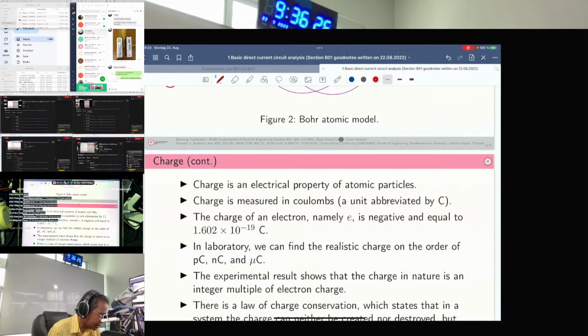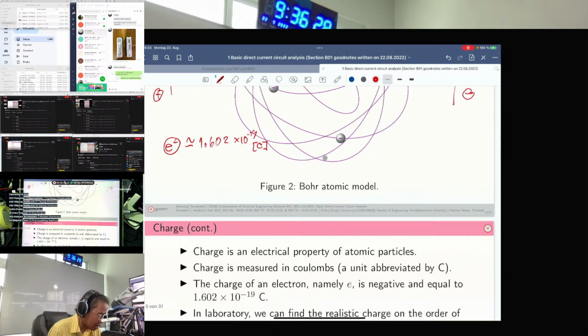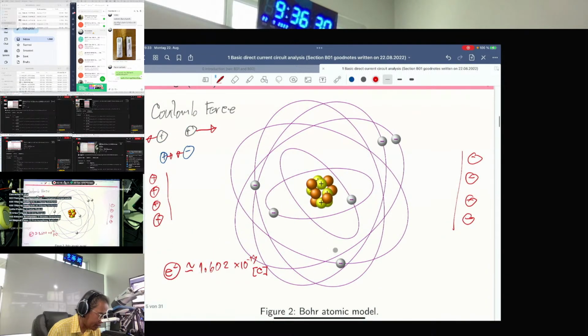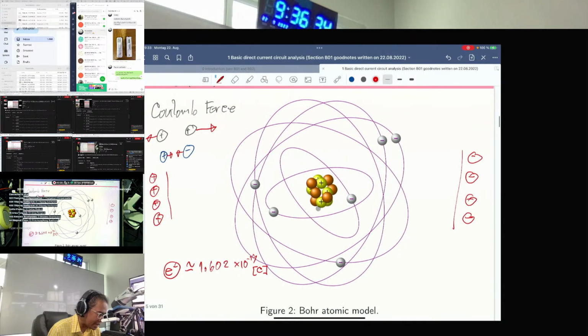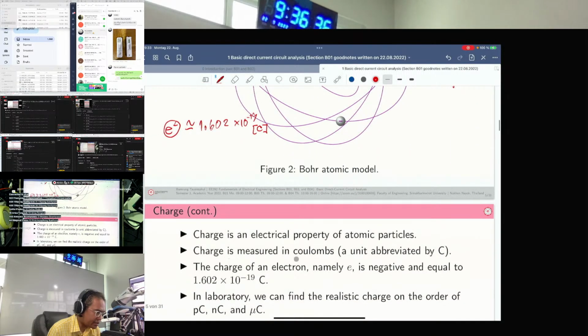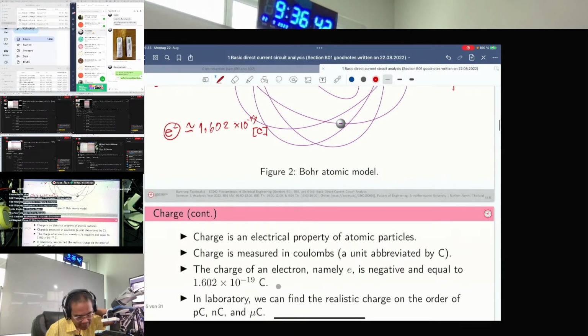Okay, it's due to the basic model from the basic unit of the matter. Charge is measured in coulombs. Okay, it's denoted by capital C like this. And an electron has the charge of 1.602 times 10 to negative 19.